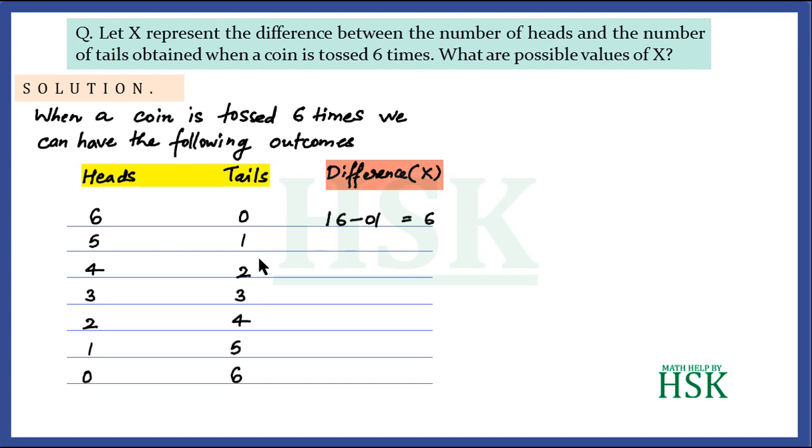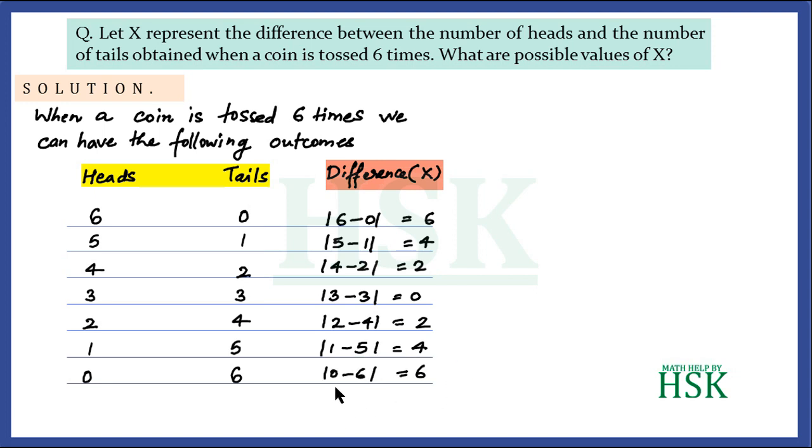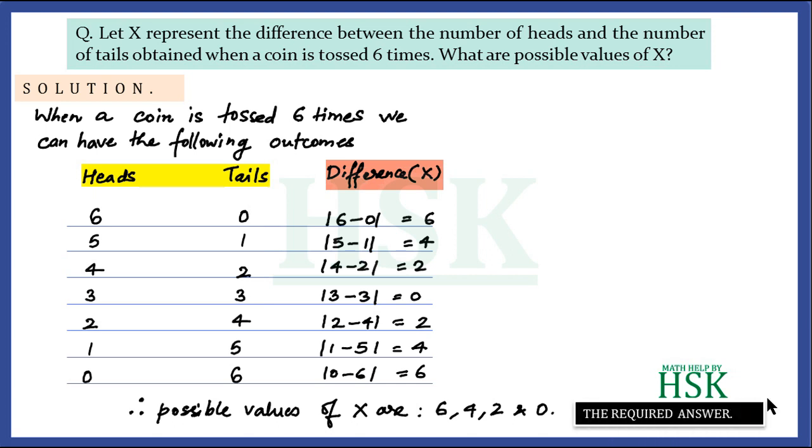Next, the difference x when 5 heads and 1 tail are obtained would be equal to the modulus of 5 minus 1, that is 4. Similarly, in the next case, when 4 heads and 2 tails are obtained, it would be modulus of 4 minus 2, or 2. Next, it would be modulus of 3 minus 3, or 0. Next, modulus of 2 minus 4 would be equal to modulus of minus 2, or 2. Further, this would be equal to modulus of 1 minus 5, or modulus of minus 4, that is equal to 4. Or further, it would be equal to modulus of 0 minus 6, or 6. So the possible values of x are 6, 4, 2 and 0, which is the required answer.